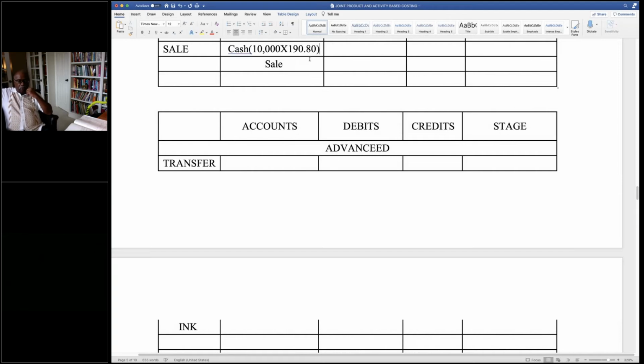So we're going to multiply the amount of books that we sold by the selling price that was predetermined, and we get 1,908,000.